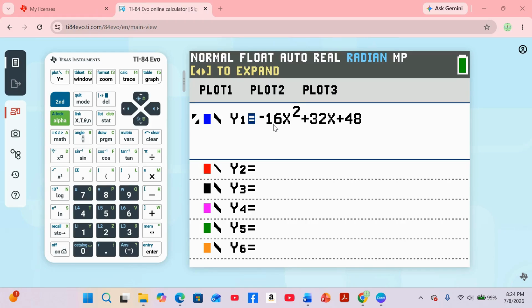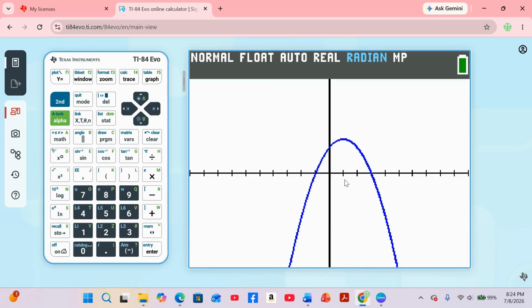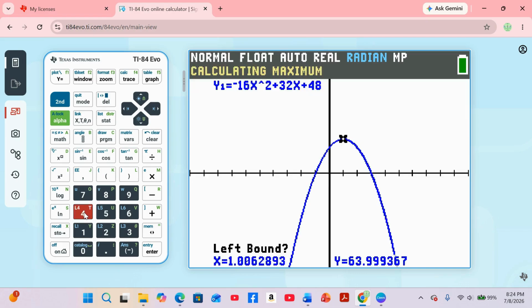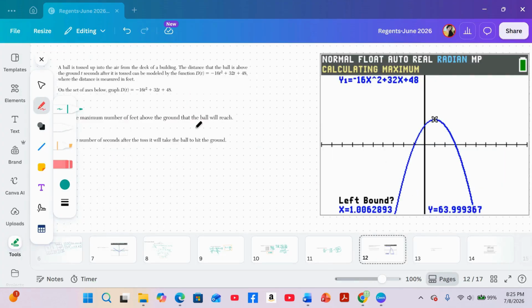Okay, so I went ahead and plugged the equation in, so now we can graph it. And this is the graph. We need to find the maximum, so I'll trace the maximum here. The maximum is 63.99, 64. So we have to state the maximum number of feet above the ground, which is given here as 63.99. So that's 64 if we round up.